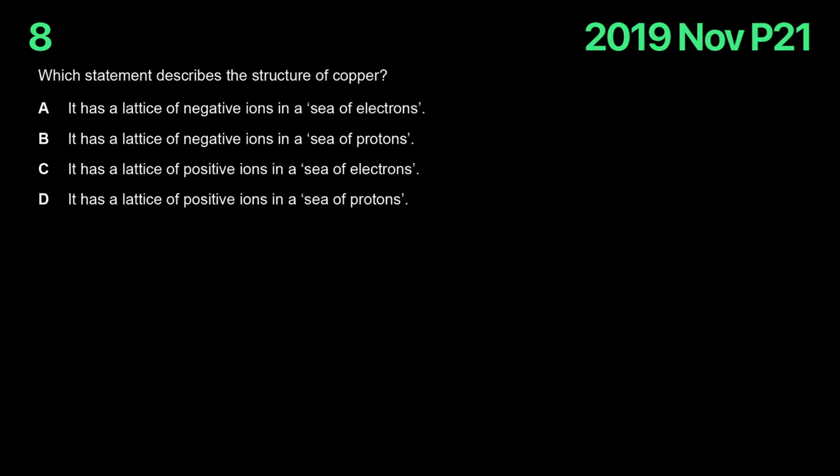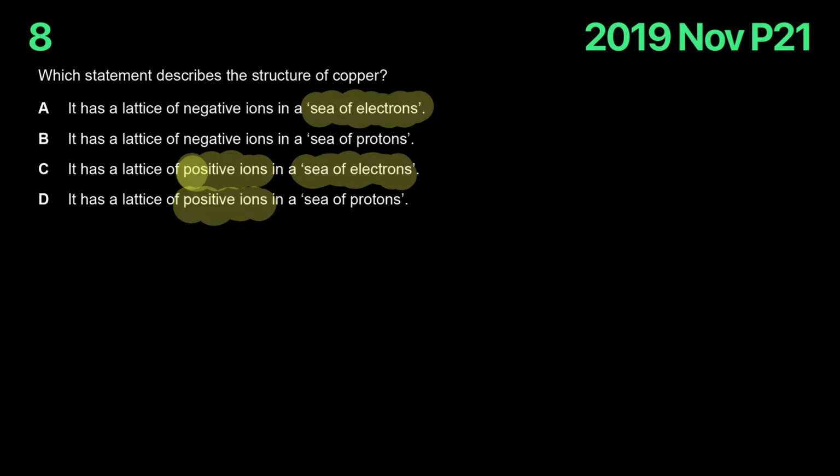Okay, let's continue. Which statement describes the structure of copper? It has a lattice of negative ions and a sea of electrons. It has to be... why is it like this? A sea of electrons, and the lattice has to be positive. So C is our answer. The answer is C.